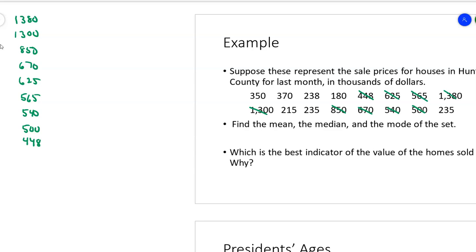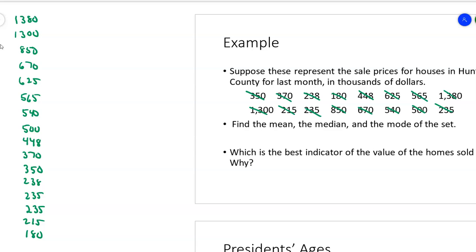300s, I got a 370 over here. Next to the 370 is a 350. And now I'm down to the 200. So I got a 238. Couple of 235s. All right, so here's my 238. Couple of 235s. That takes care of everything except the 215. And the 180.